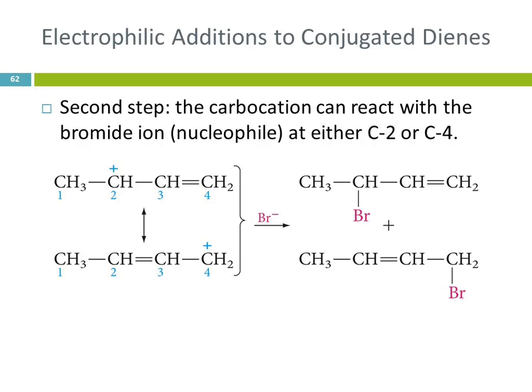So going back to look at this one, here's the carbocation. The next carbon over has a double bond. This is an allylic carbocation. Those are more stable than just a regular primary carbocation.